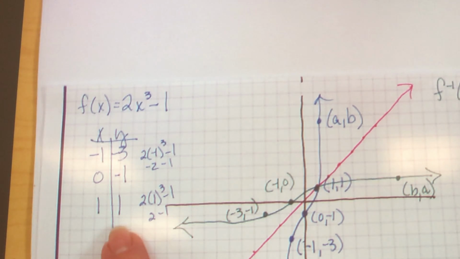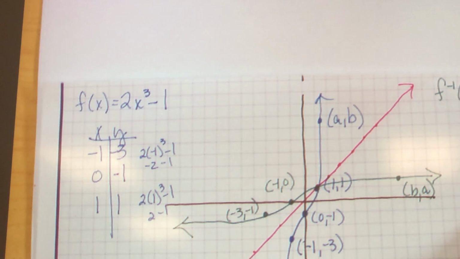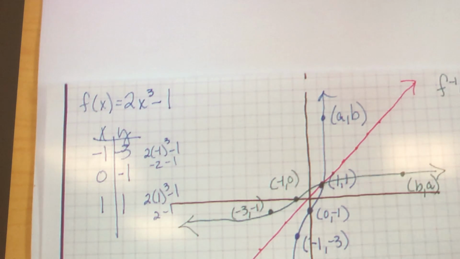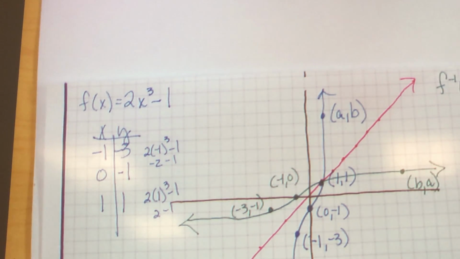So once you find some points on there, you just flip-flop those points, okay? And then graph the inverse really easy. All right? So just a picture of what an inverse function looks like on a graph. I think it's always cool to kind of look at that.